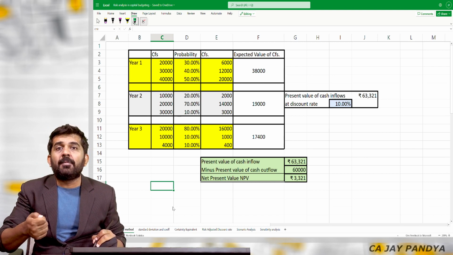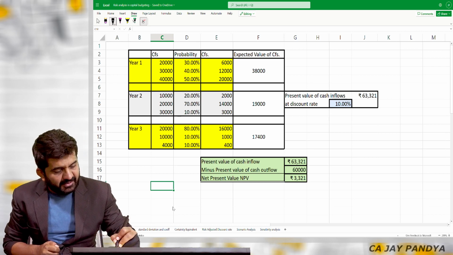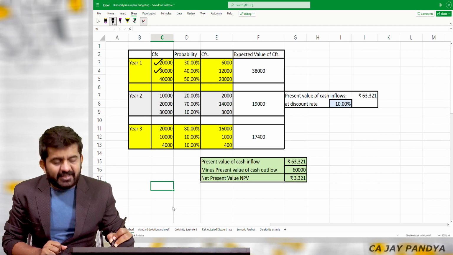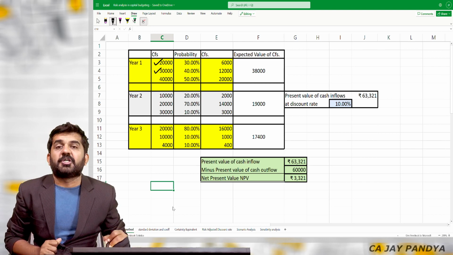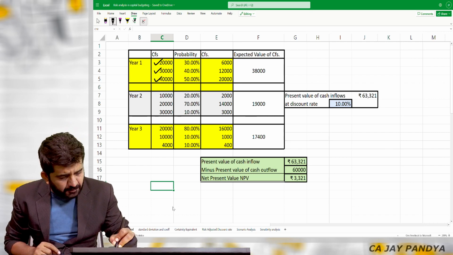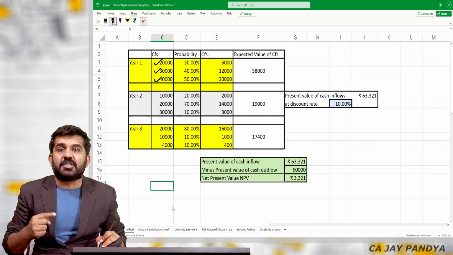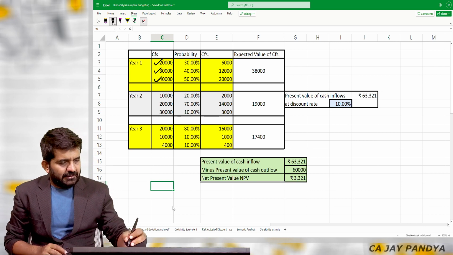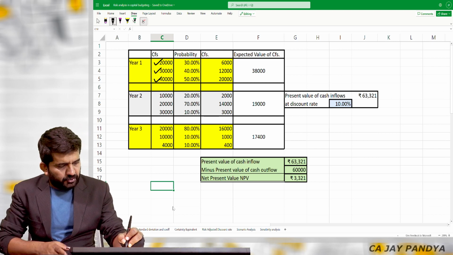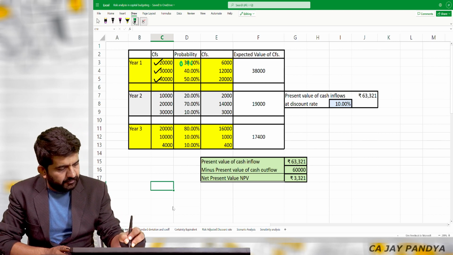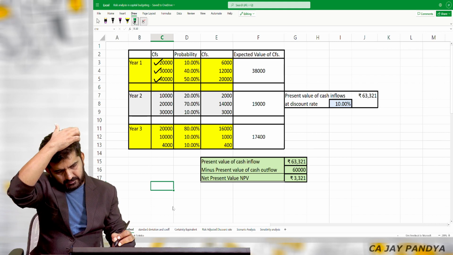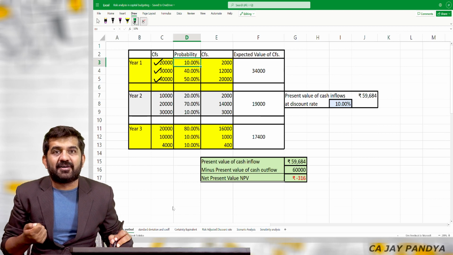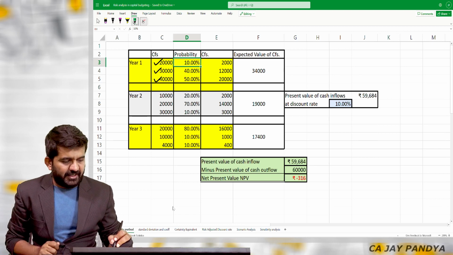What is the probability that my cash flow will be 20,000? It is 30%. What is the probability that my cash flow will be 30,000? It is 40%. What is the probability that my cash flow will be 40,000? It is 50%. Then, this is incorrect. This should be 10%, because total probability should always be 100%. Total probability should be 1.